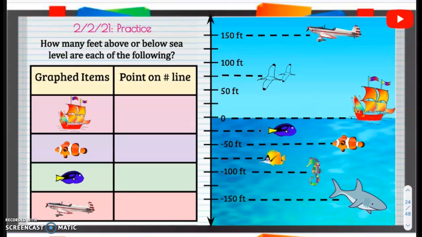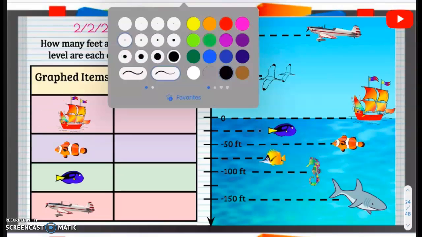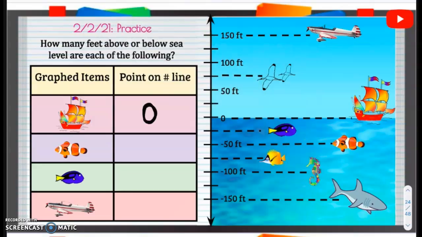All right, we're going to figure out where our items are, where our objects are on our number line. So, we're going to figure out that boat. That boat, remember, is at sea level, so we're going to just put that as 0. So our boat is at 0.